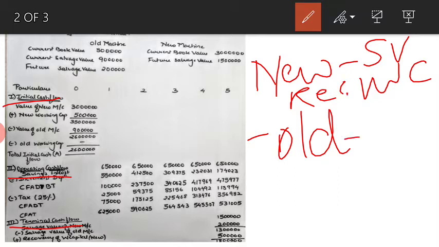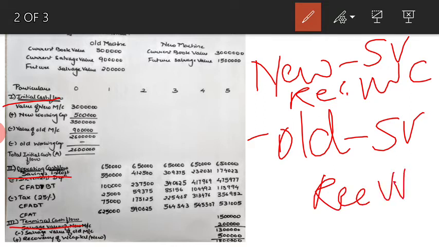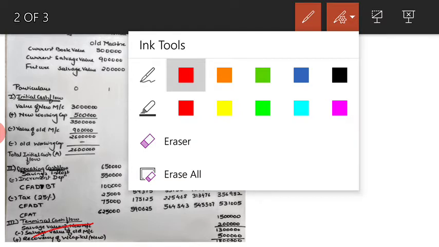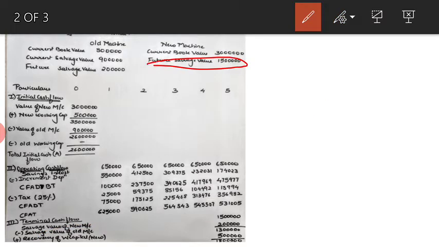In the similar way, for old also it would be salvage value and recovery of working capital. But always remember, it is new minus old. So, what is the salvage value of new machine? It's already given over here. If you see, it's 15 lakhs. So 15 lakhs only in the last year. Terminal cash flows are considered only in the last year. I have explained you that.